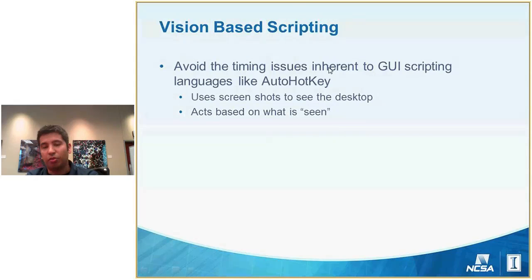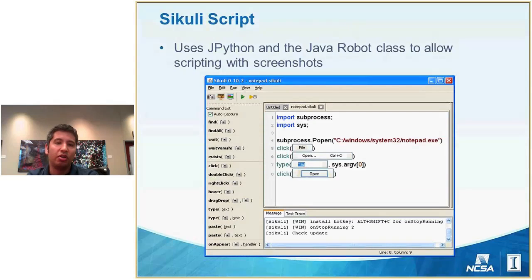So it avoids the timing issues. It has other problems, but it avoids the timing issues. And basically what it does is it uses screenshots of buttons, and when it sees that button, by doing some pattern matching on the desktop several times per second, it clicks on those buttons when it sees them.